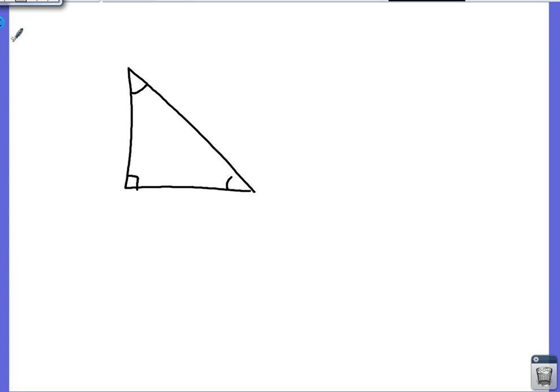Things that are going to be on your test tomorrow. And we've got your review sheet coming. First off, 30, 60, 90, 45, 45, 90 triangles.